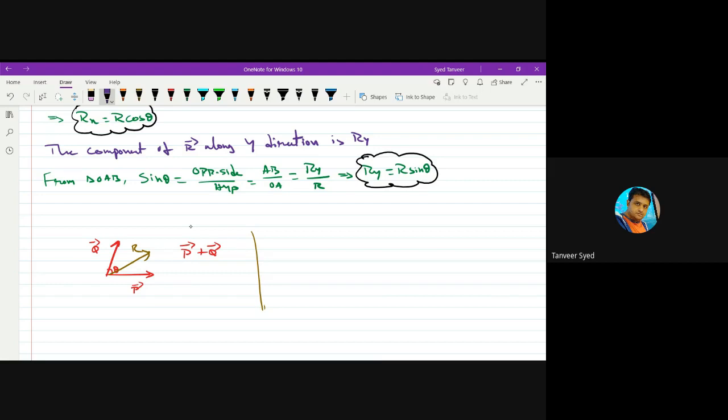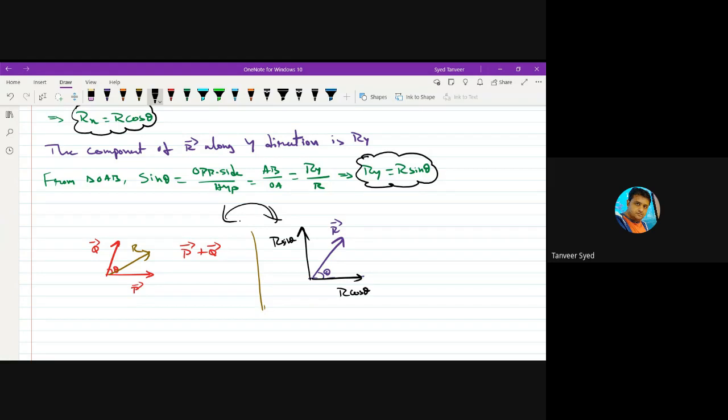Whereas in this process of resolution of a vector, you are given a single vector R, making some angle theta with some reference x-axis. Here you are splitting this one vector into two vectors. One is r cos theta, other is r sin theta. So these two are reverse processes to each other. You can understand it in that way. Parallelogram law combines two vectors into one. Resolution of a vector divides a single vector into two parts.